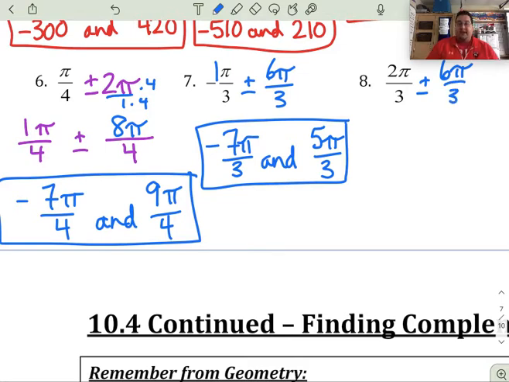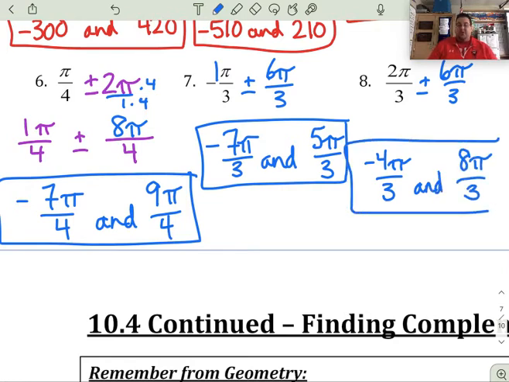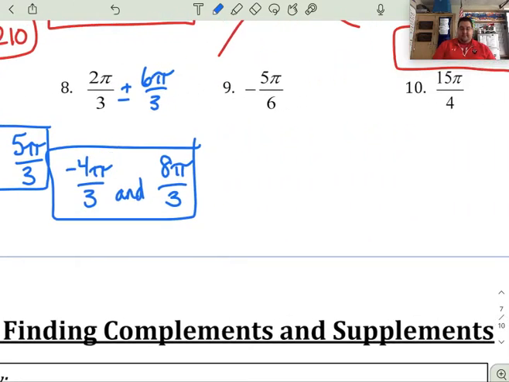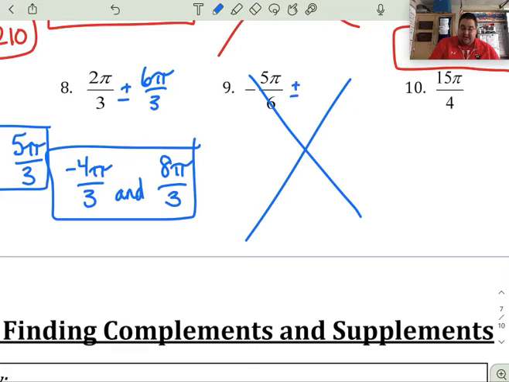So hopefully you subtracted first. You did 2 minus 6 to get negative 4 pi over 3. And then we add 2 and 6 to get 8 pi over 3. And those would be your 2 coterminal angles there for number 8. Number 9, same kind of thing. We're going to go ahead and skip it. I don't think we need the extra practice on that one because we're just adding and subtracting.